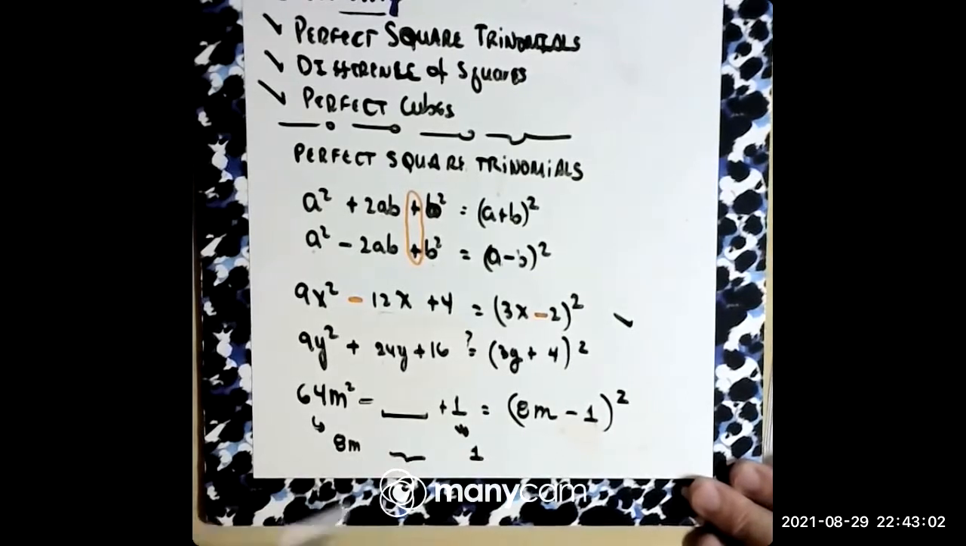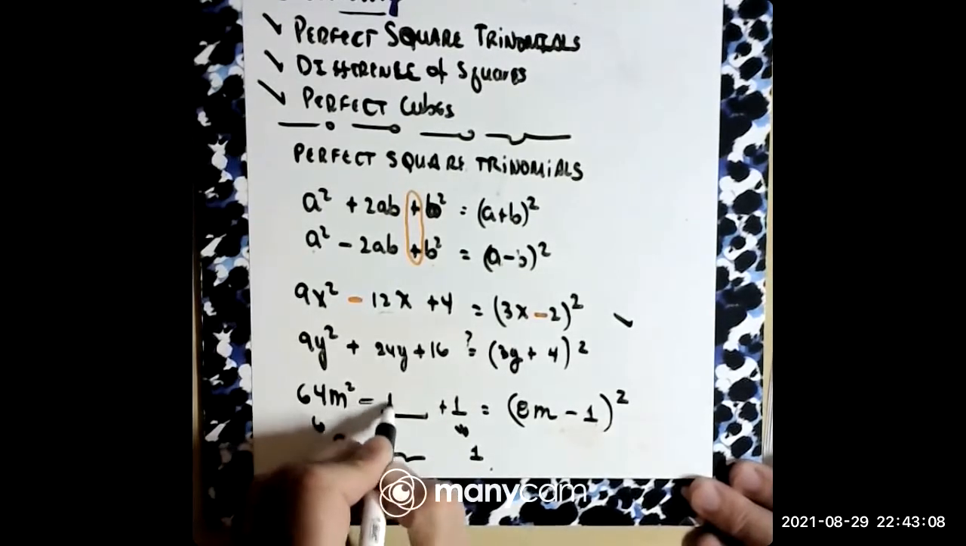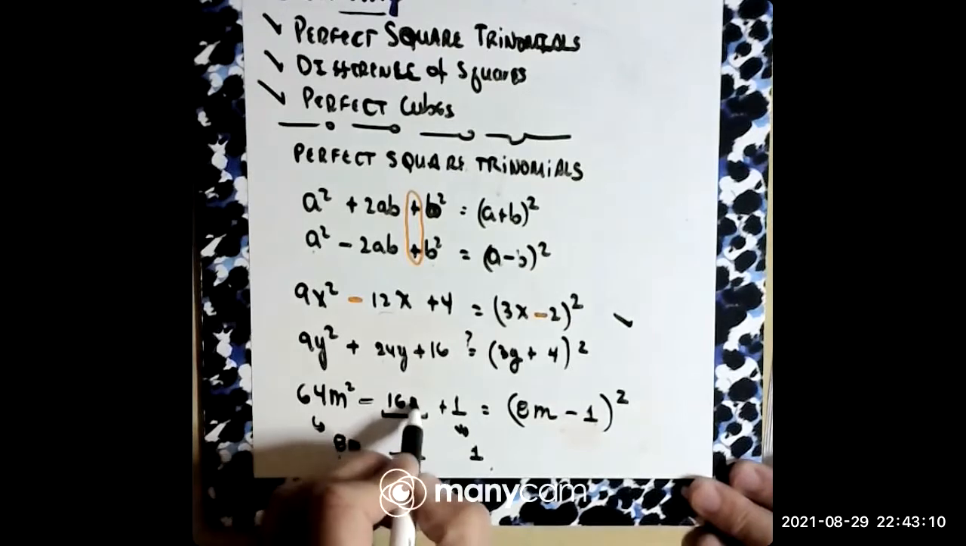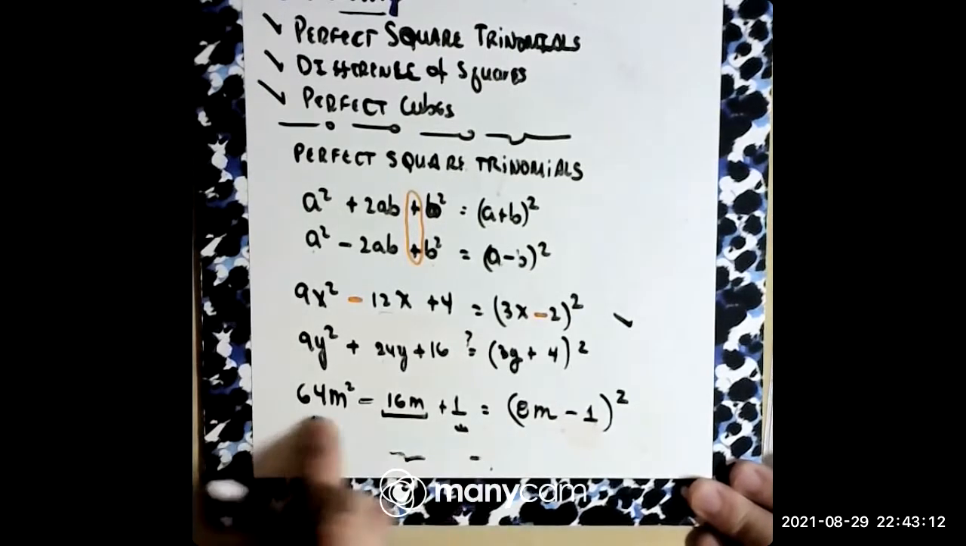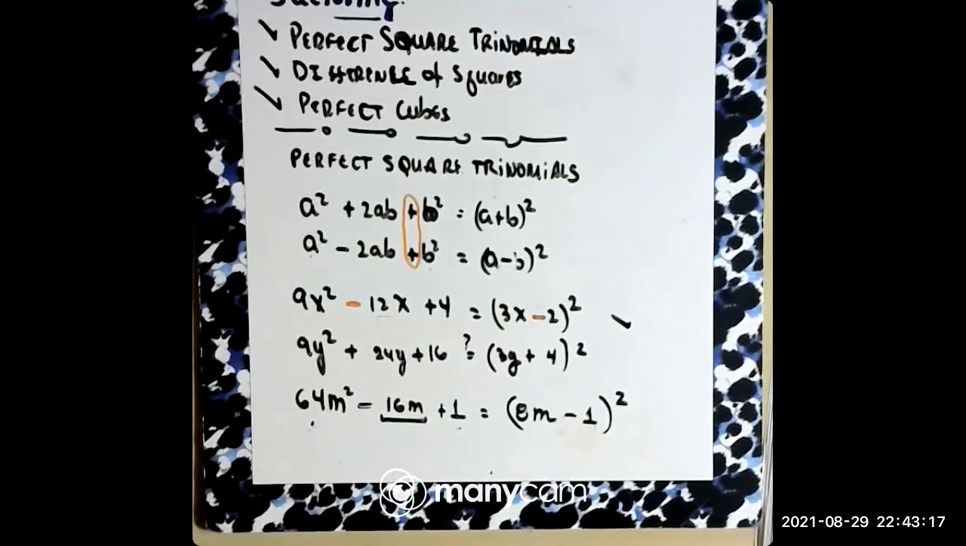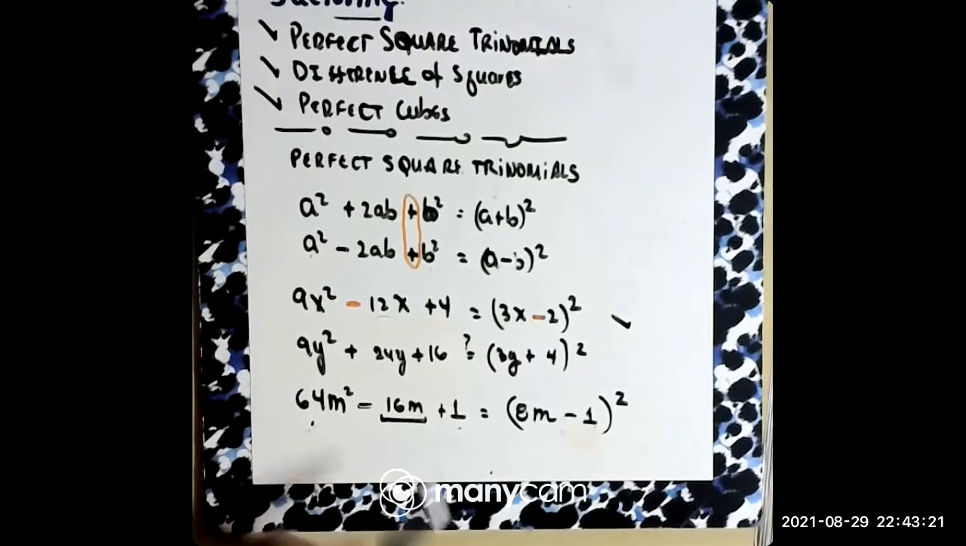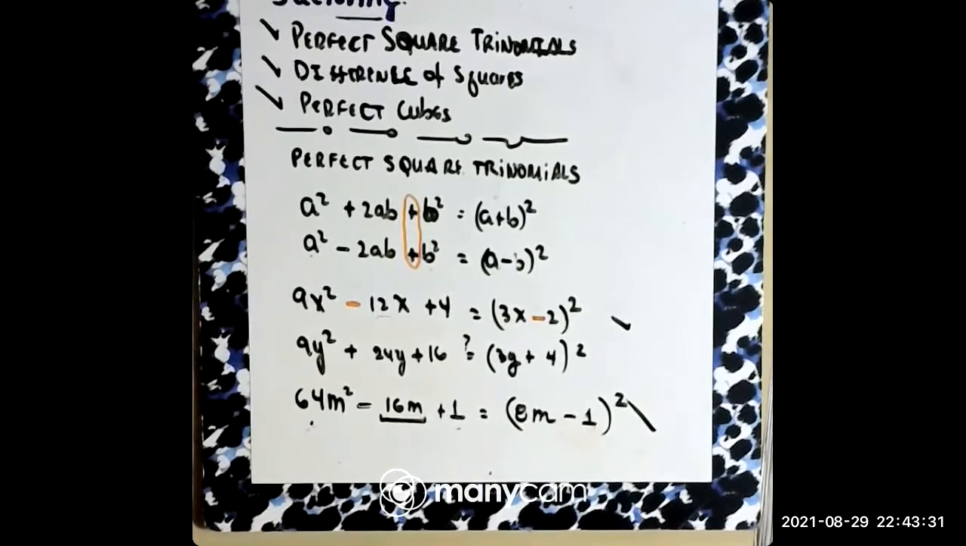What term do I need here in the middle? It will be 8 times 1, 8. Twice that, double of 8, will be 16m. If I have a number other than 16, it will not be a perfect square. But with 16, we guarantee that it indeed passes the pattern. 8 times negative 1, negative 8. Twice that will be negative 16m, and we are done.